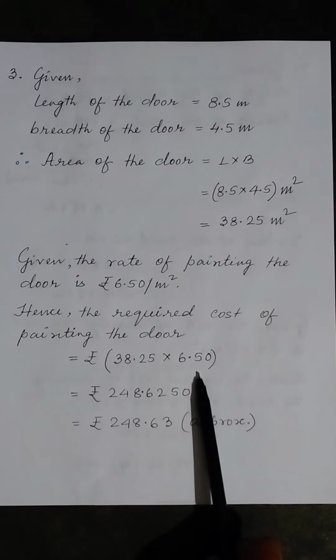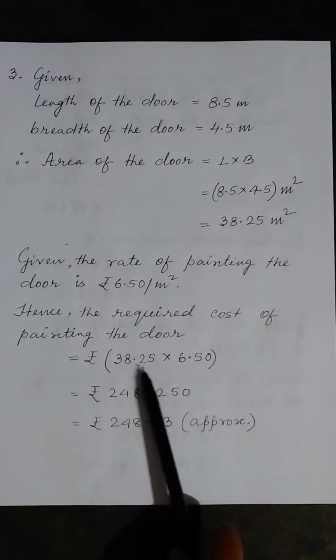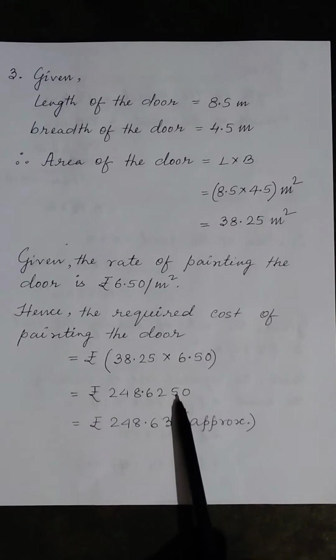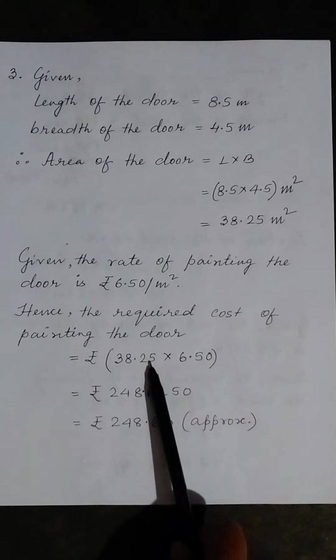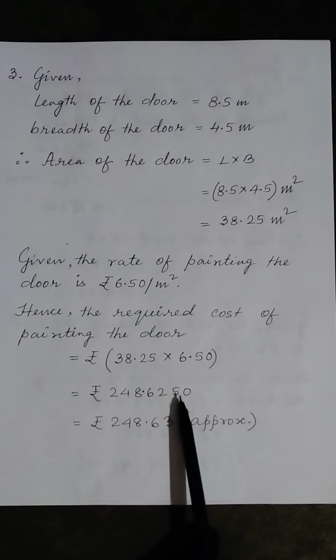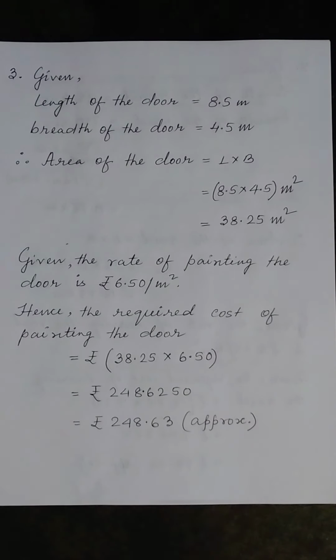Area multiplied by the rate. So what I have done? 3825 into 65. It is up to this. 248625. Then this 0 comes. Now 2 plus 2, 4 places of decimal. 1, 2, 3, 4. 4 places of decimal.